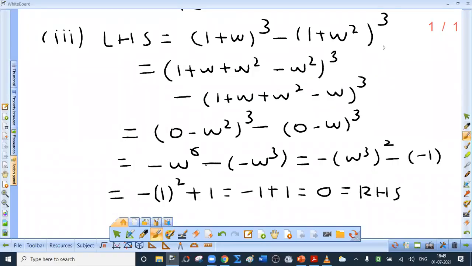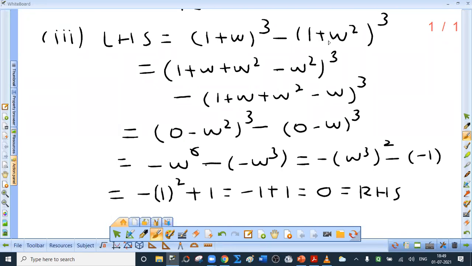Third one: 1 plus omega cube minus 1 plus omega square cube equal to 0. We have to prove this. You may say, can we use the a plus b bracket cube formula? Yes, you can. But why use that? See, we know 1 plus omega plus omega square is 0. So I write that. But is it 1 plus omega square? No, it is just 1 plus omega. So subtract omega square. We have written the same in a different form, so that I can replace this by 0.